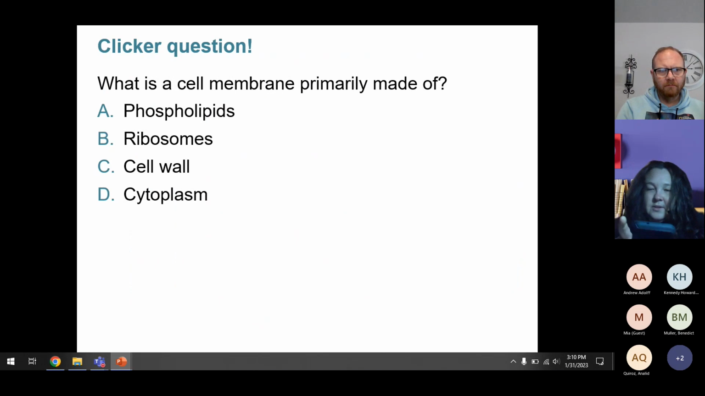Here is our first clicker question, and I am waiting for 6 answers. Feel free to look back at the notes. What is a cell membrane primarily made of? Ooh, there's 8 people here now. Excellent.